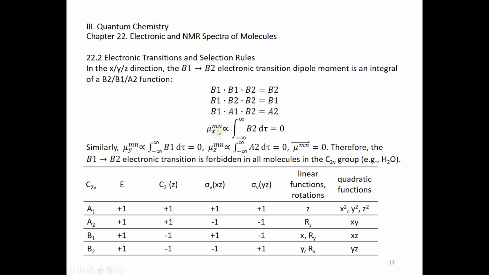That means the x component, y component, and z component, they're all 0. The transition dipole moment factor has to be 0 if its three components are all 0. Therefore, B1 to B2 electronic transition in water is forbidden. And not only in water, just in any molecule with the C2V point group, the B1 to B2 electronic transition is forbidden.